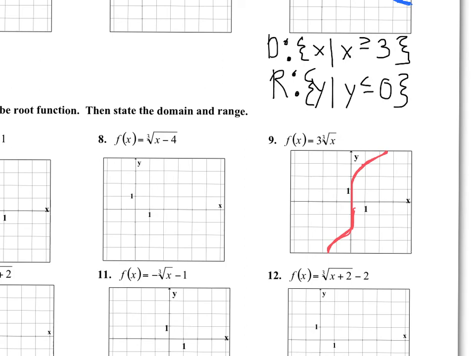In number 9, you should have a graph that looks somewhat like this. Yours will probably look better than mine since I'm doing it on an iPad. And your domain, again, think about shining your flashlight. I could shine my flashlight any way in this direction along the x-axis, any way in this direction along the x-axis, and I'll get a y value out. So for my domain, I can have any real number.